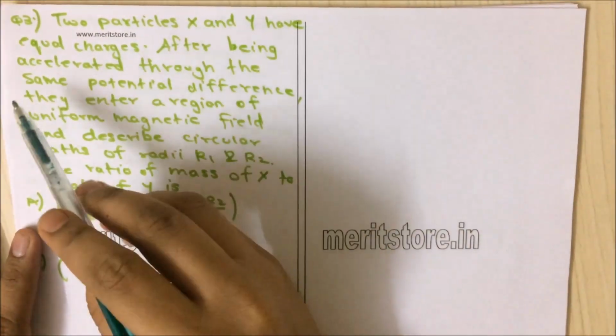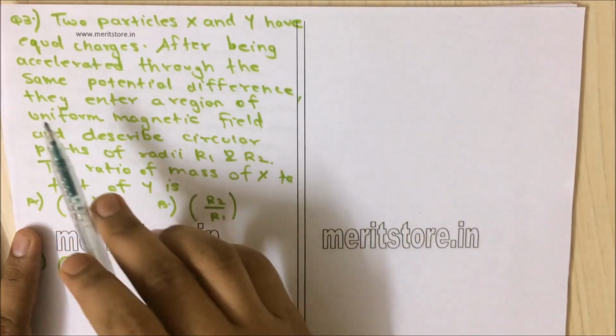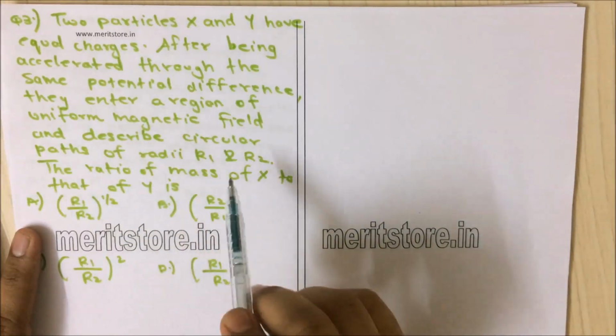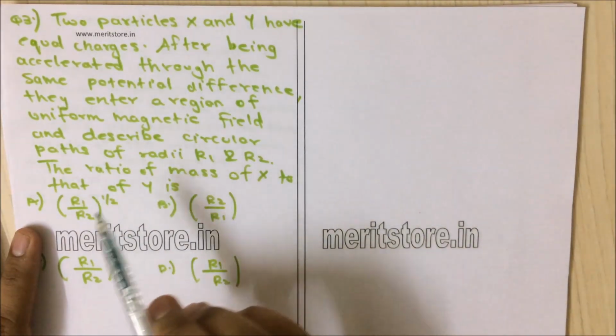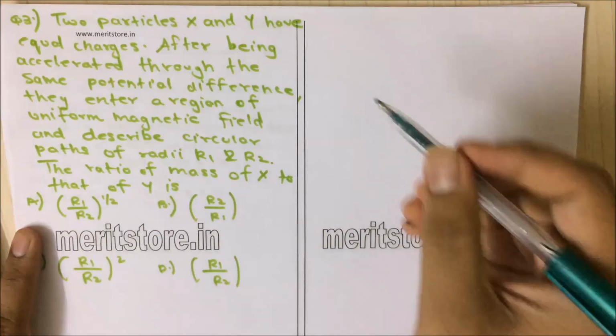Question number 3. Two particles X and Y have equal charges. After being accelerated through the same potential difference, they enter a region of uniform magnetic field and describe circular paths of radii r1 and r2. The ratio of the mass of X to that of Y is.